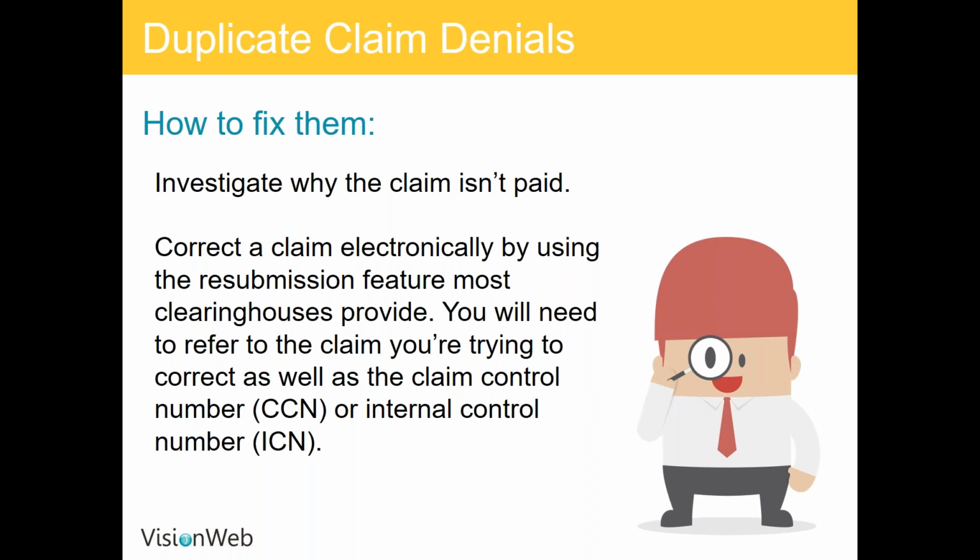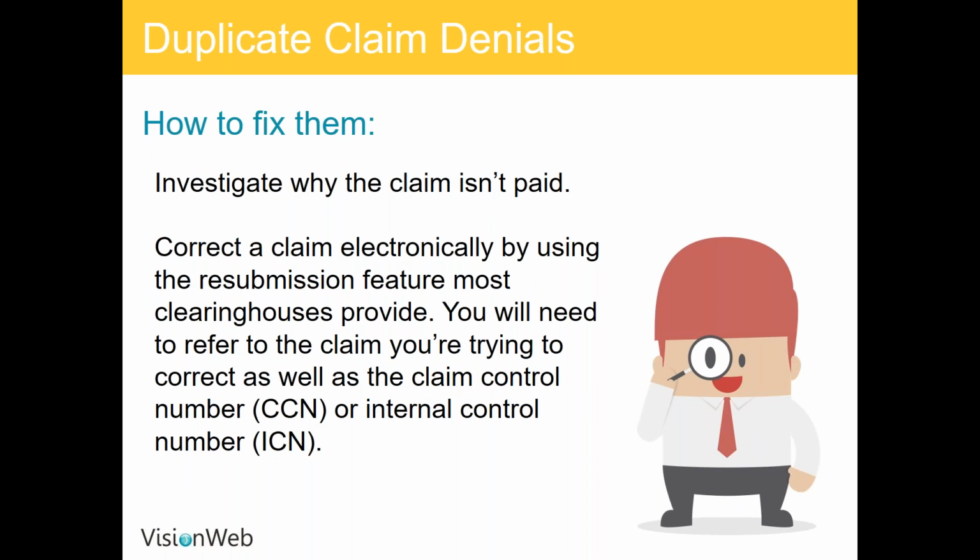You have to put a reference to the previously processed claim for it to be considered. The number for that is the CCN or ICN number. That's what they're labeled as. It's a big, huge, long string of numbers, and there's a particular place for it on a claim form. If you're using a clearinghouse, you can do so electronically, depending on the clearinghouse. Some will make you pay extra for that functionality, to kind of nickel and dime you, in my opinion.